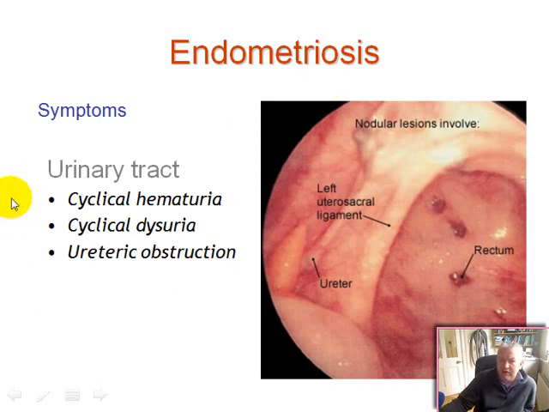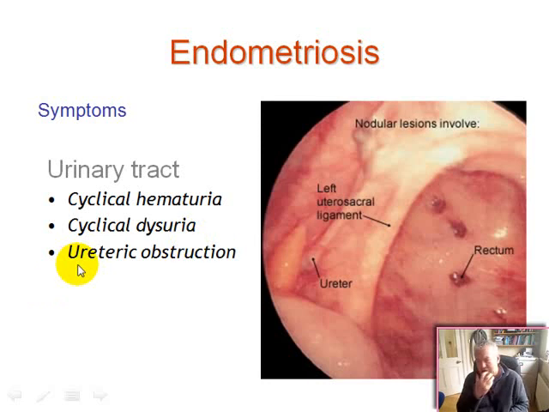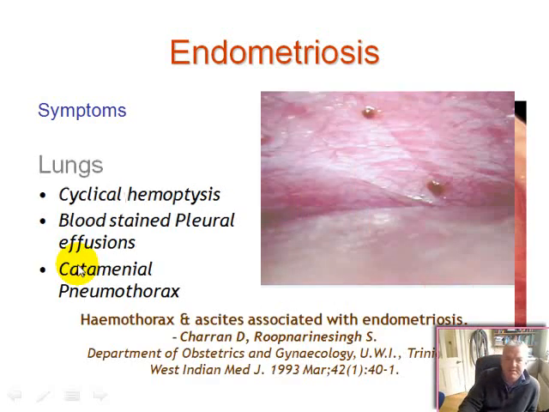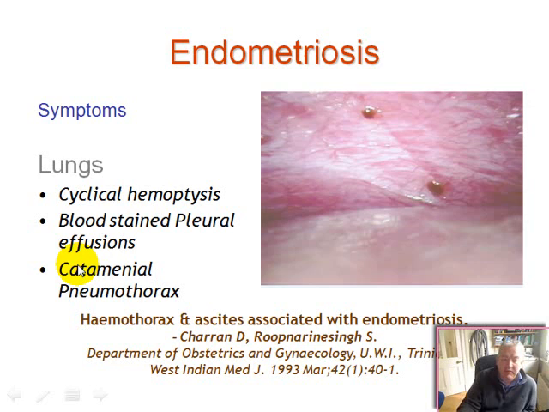If the lesions occur in association with the urinary tract, rarely there may be hematuria. Also there may be pain while voiding, and on occasion you may have ureteric obstruction, which results in swelling of the renal pelvis and flank pain, but that's rare again. Occasionally you can get patients with cyclic hemoptysis and blood-stained pleural effusion, and there's a very rare condition called catamenial pneumothorax, where the endometriotic lesions seem to contribute to the development of pneumothorax.